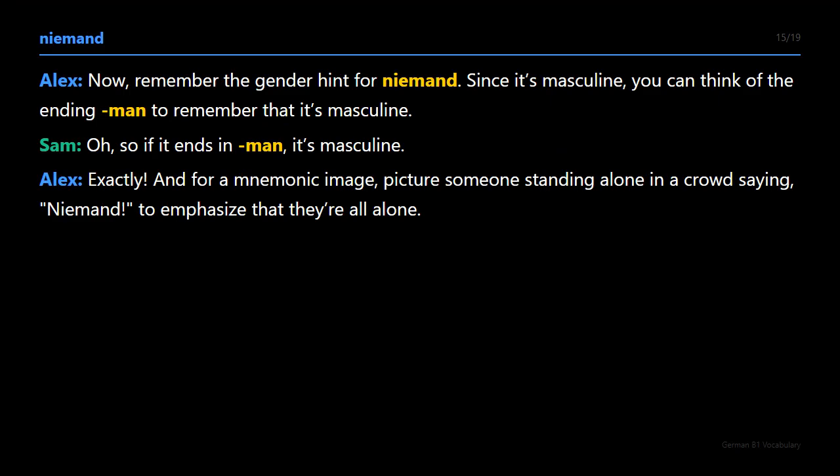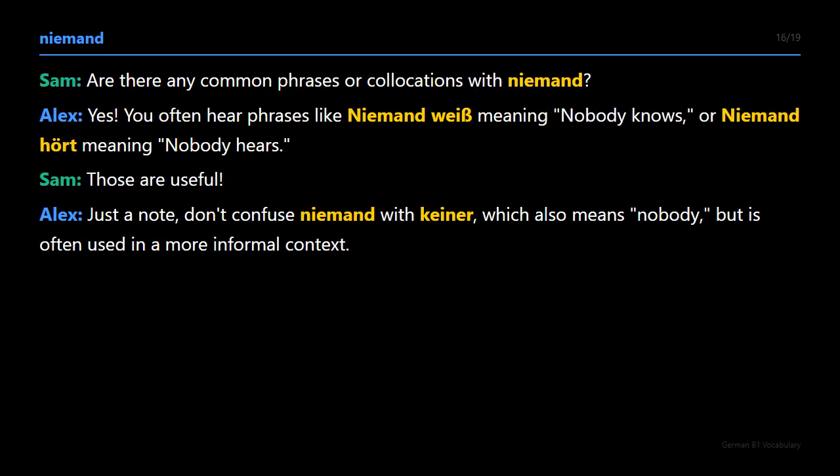Are there any common phrases or collocations with niemand? Yes. You often hear phrases like, Niemand weiß, meaning nobody knows, or Niemand hört, meaning nobody hears. Those are useful. Just a note, don't confuse niemand with keiner, which also means nobody, but is often used in a more informal context.